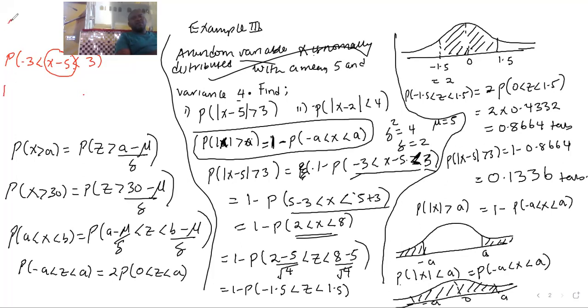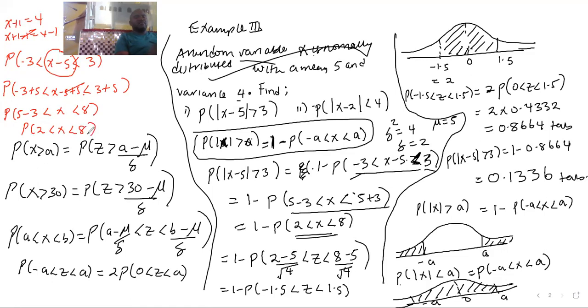The way we solve equations, x plus 1 is equal to 4. Then you say x plus 1 minus 1 is equal to 4 minus 1. Subtract 1 on both sides. So this becomes negative 3 plus 5 is less than x minus 5 plus 5 is less than 3 plus 5. Finally we get 5 minus 3 is less than x is less than 8, which gives us probability of 2 less than x less than 8.